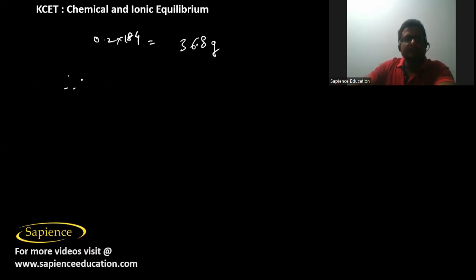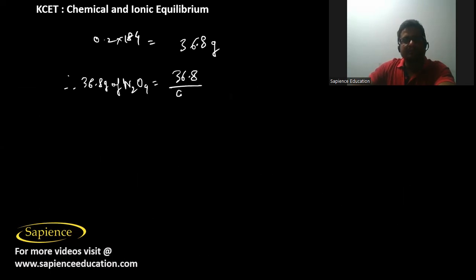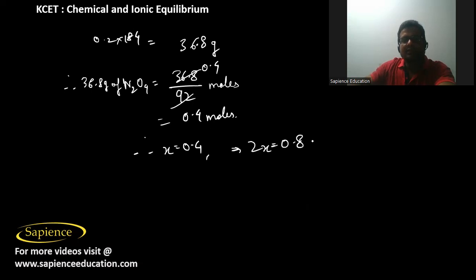Now, therefore, 36.8 gram of N2O4 means 36.8 divided by 92 moles. That is equal to 0.4 moles. So 0.4 moles has reacted. It means therefore X is equal to 0.4 actually. So therefore 2X will be 0.8. So it means 0.8 moles of NO2 has been formed.